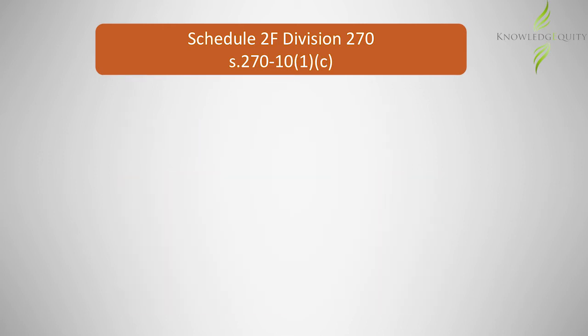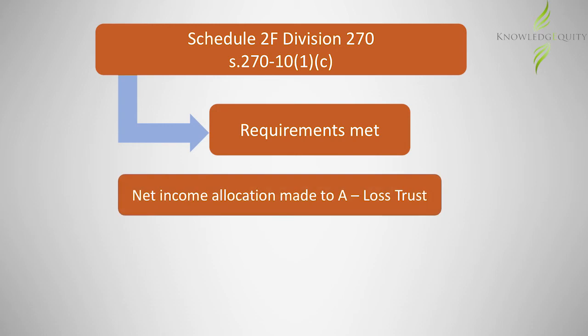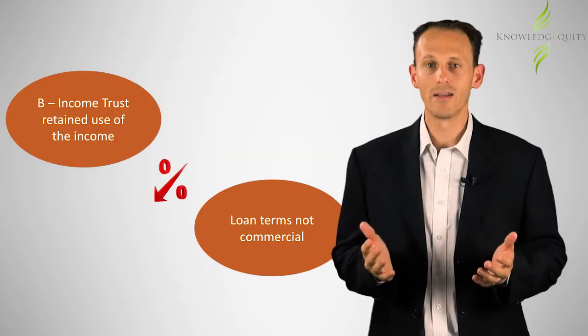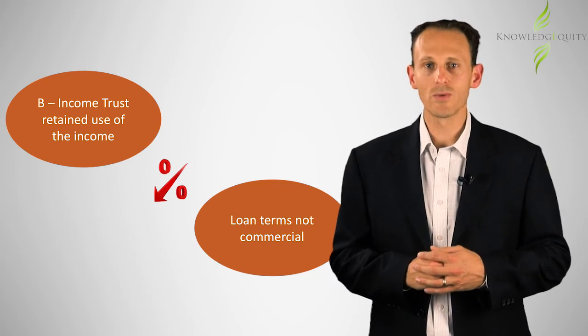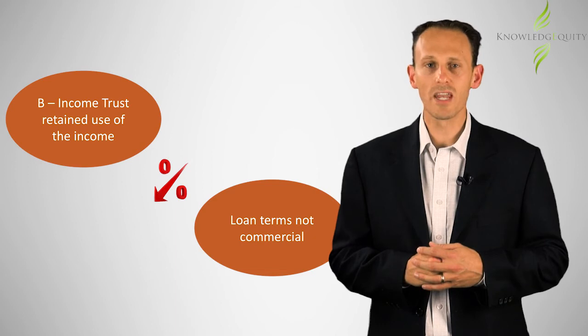The requirements of Section 270-10(1)(c) are also satisfied on the basis that the net income allocation has been made to the A Loss Trust, so that the income tax will not be payable on that net income. However, the B Income Trust has retained use of the income through the low interest loan on terms that are not commercial.